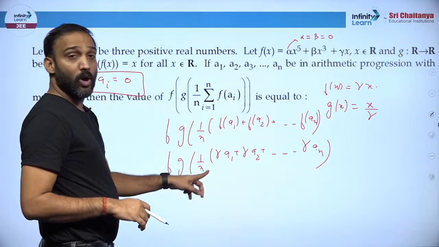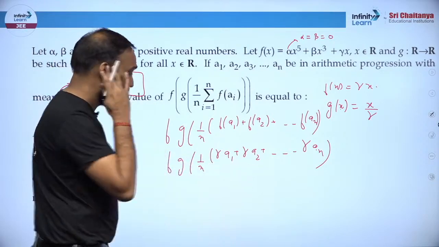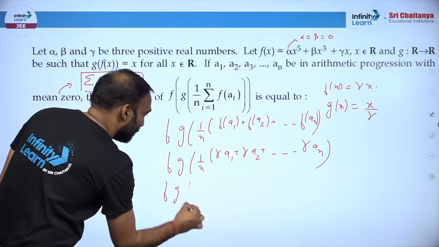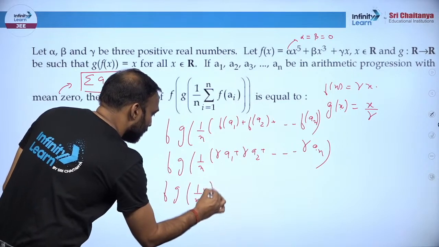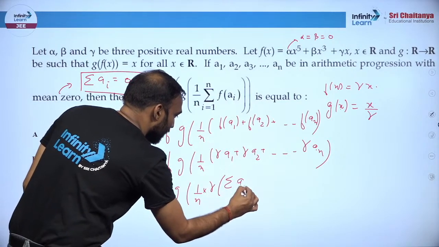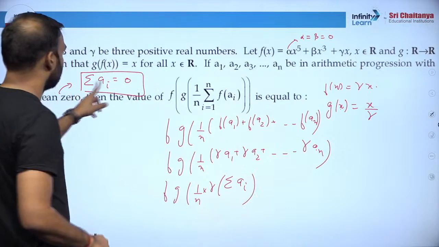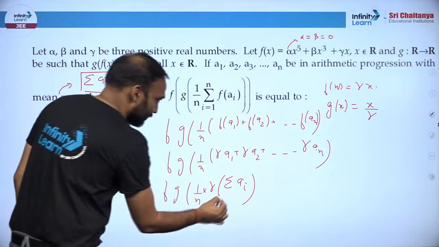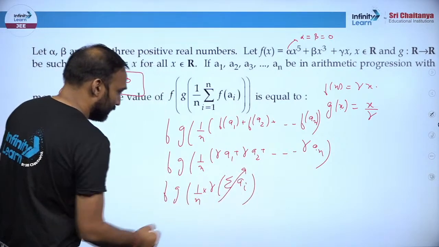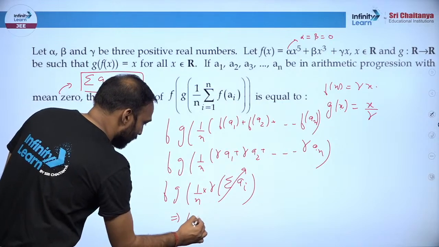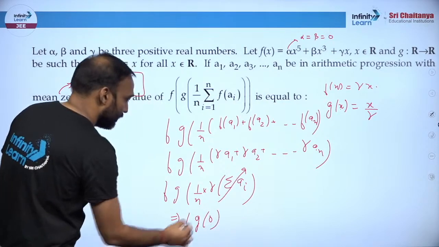Now if I take gamma common, I'll have a1 plus up to an. So I'll have f of g of 1 by n into gamma, then I'll have sigma ai. But sigma ai was 0, right? Because the mean was 0. So this is 0. 0 into anything will always be 0. So I'm left with f of g of 0.